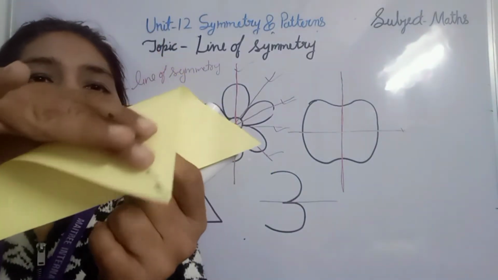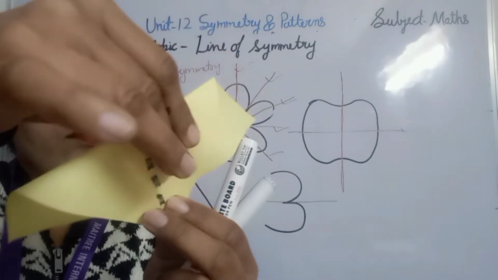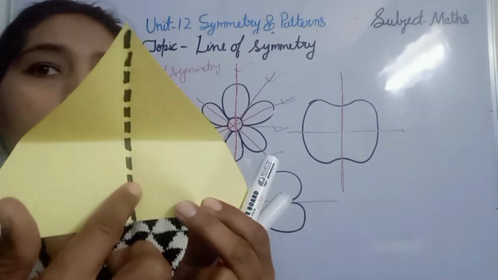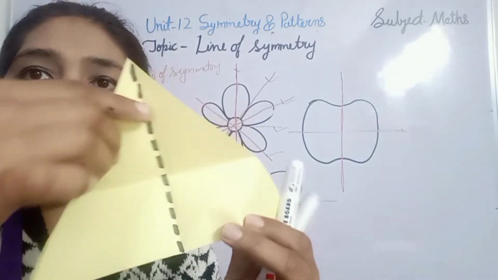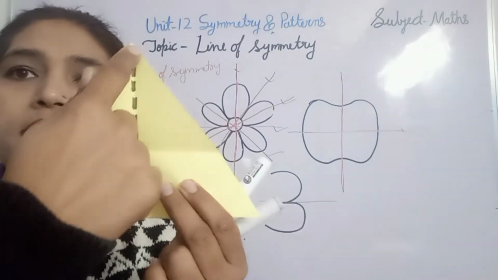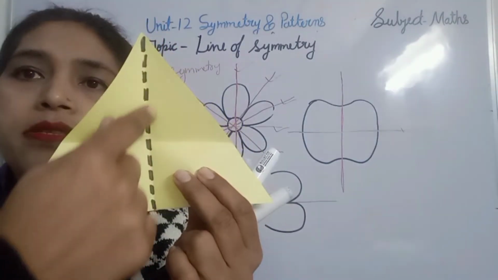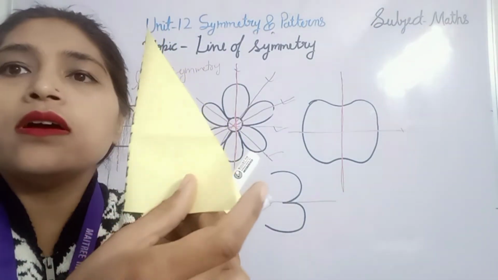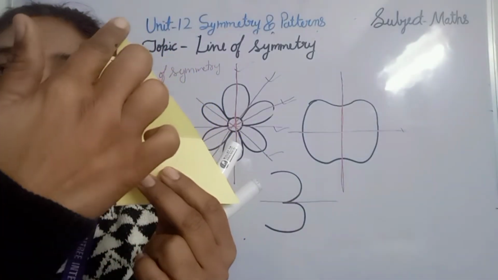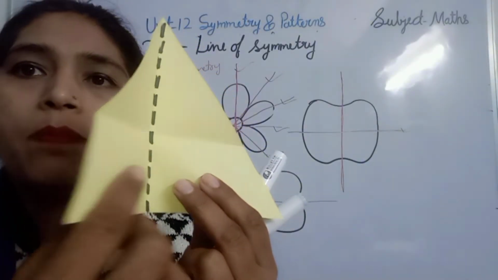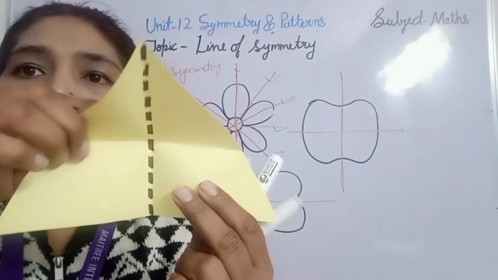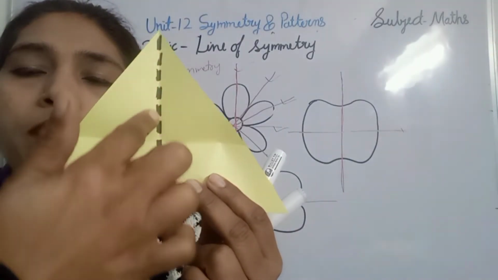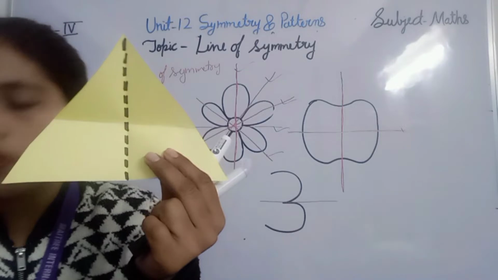If I am dividing this triangle from here, are you getting a similar part? Is this part similar to this one? No. So this is not the line of symmetry. What is the line of symmetry? The line of symmetry is this line. A line of symmetry is an imaginary line that passes through the center of the shape and divides the shape into two equal parts. Only this line is dividing this shape into two equal parts. If I am folding it from here, you will not get a similar part. So this is not the line of symmetry. This is the line of symmetry for this shape.